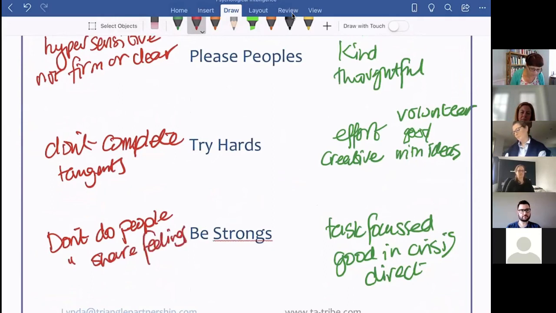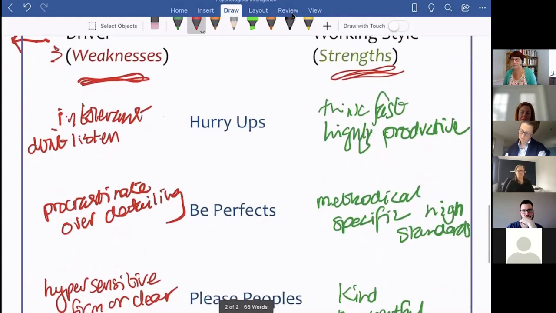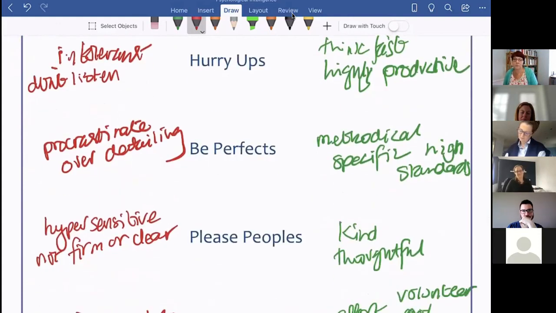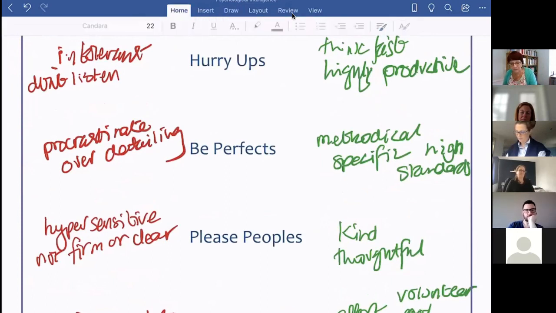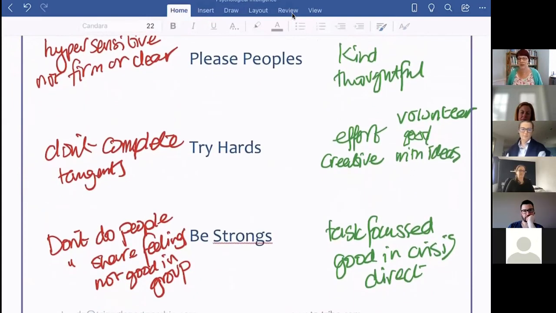And they can often not be very good in a group. They don't have a lot of small talk. They just don't know how to do chit chat. These people do. They're very good at it. They probably do too much of it. Be Strongs will be the people who hang around on the edge of groups, not quite knowing what to say. They really want a job to do so they don't have to talk to people.